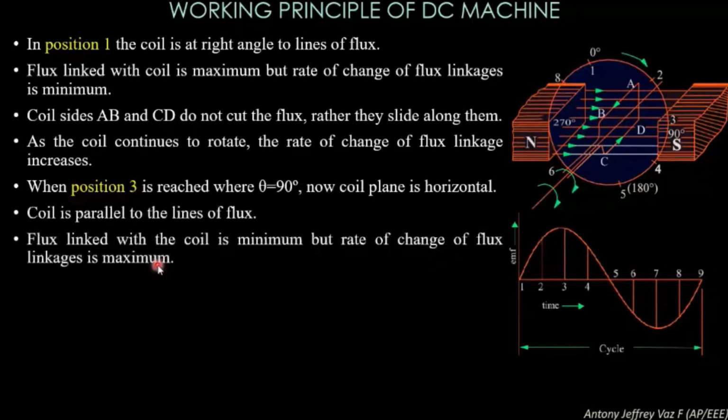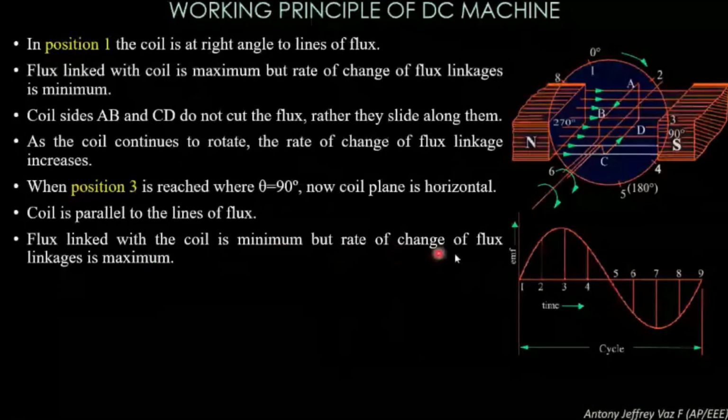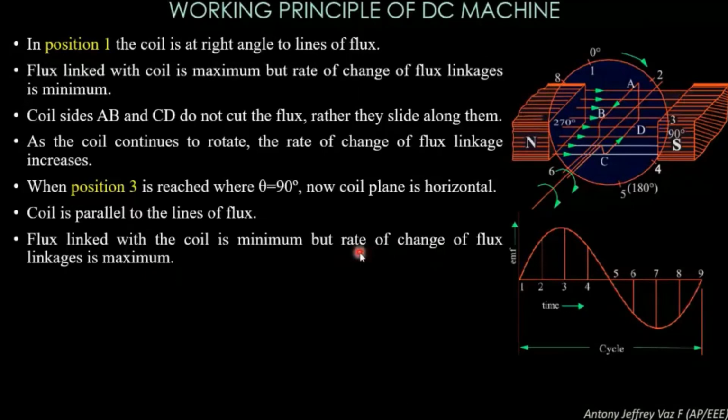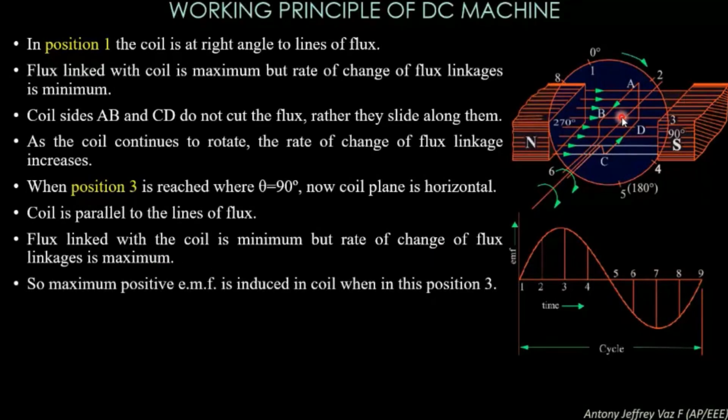Flux linked with the coil is minimum, but the rate of change of flux linkage is maximum. So the maximum change of flux which is present in this coil creates a maximum positive peak voltage. So maximum positive EMF is induced in the coil when in position 3.